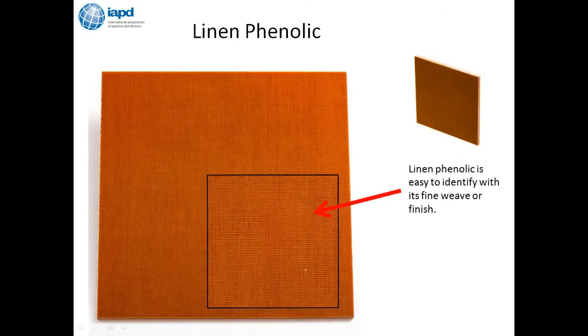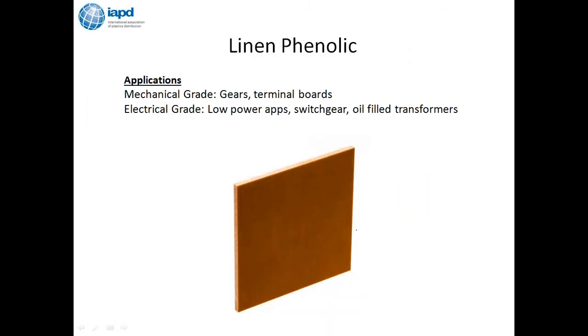Linen phenolic is very easy to identify because it's got a very fine weave or finish to it. If you notice in the box there, it's got that very fine look to it. Some of the applications for linen differentiate between mechanical and electrical grade. Obviously, mechanical grade, you're going to go more gears and terminal boards. Electrical grade, you're going to see it more in an electrical application.